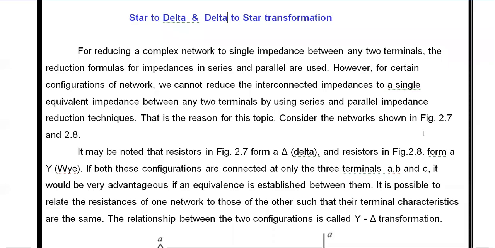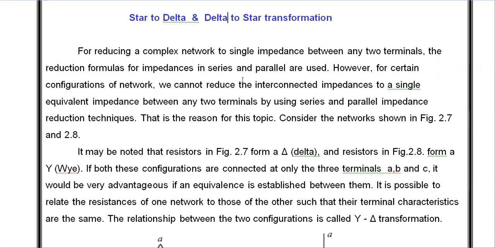Welcome to my channel. Today we are going to discuss the topic of star to delta and delta to star transformation. So what is a star network, what is a delta network, and what does delta to star transformation mean?